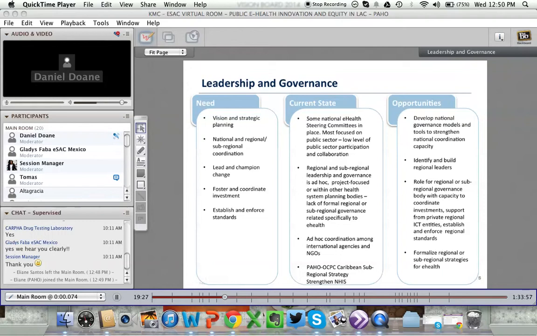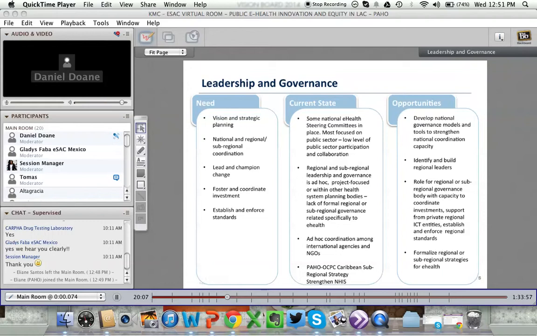And so we're not quite there yet, I think, in many countries within the region, in terms of making sure all those players are at the table, or that we have a fully effective governance body that has the mandate and the legitimacy to be able to drive and coordinate eHealth activities at a national level. Certainly at a regional and sub-regional level, the governance around eHealth in particular seems to be a bit ad hoc. It tends to be project focused, or it tends to be within technical bodies such as this, and there really is a lack of a strong formal eHealth driving governance body that can make decisions.